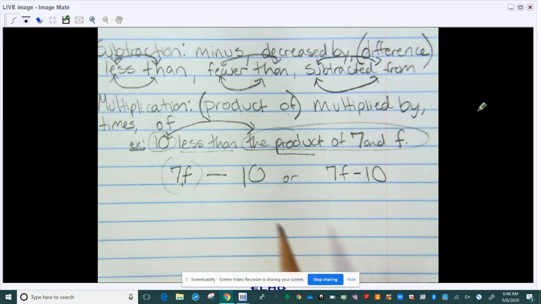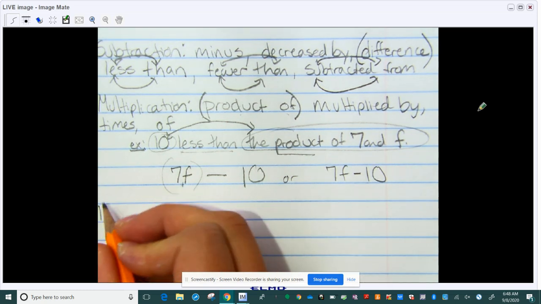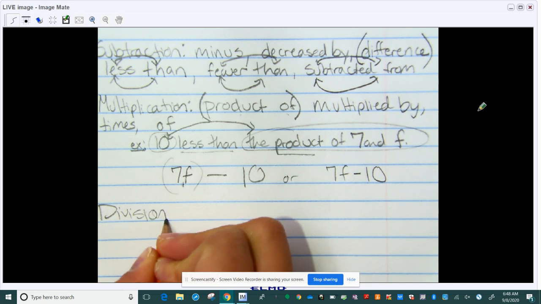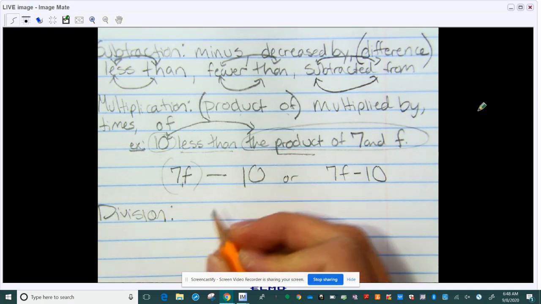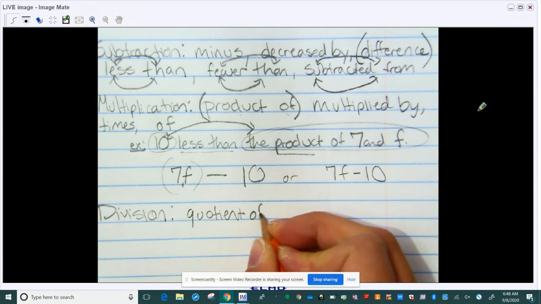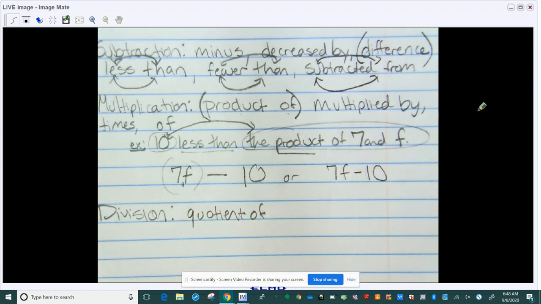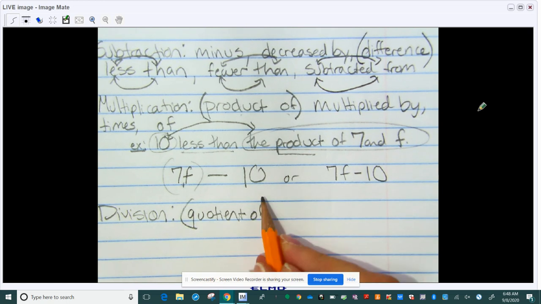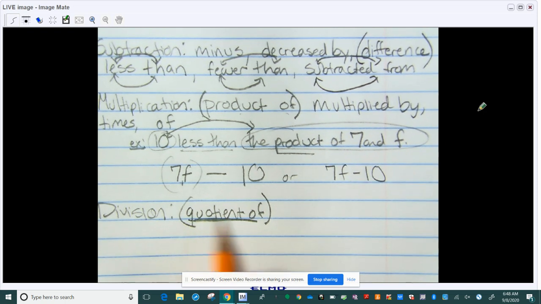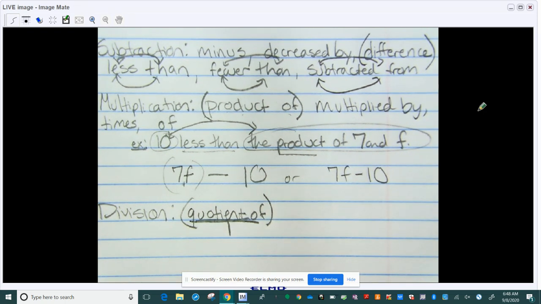All right, and our final operator for this translating here is division. We have quotient of. And now that's, again, the answer to a division problem. Now, I'm going to put parentheses around it. Most of the time, you'll see that as a fraction bar. If you want to do like a fraction bar over 1, because that won't change it.